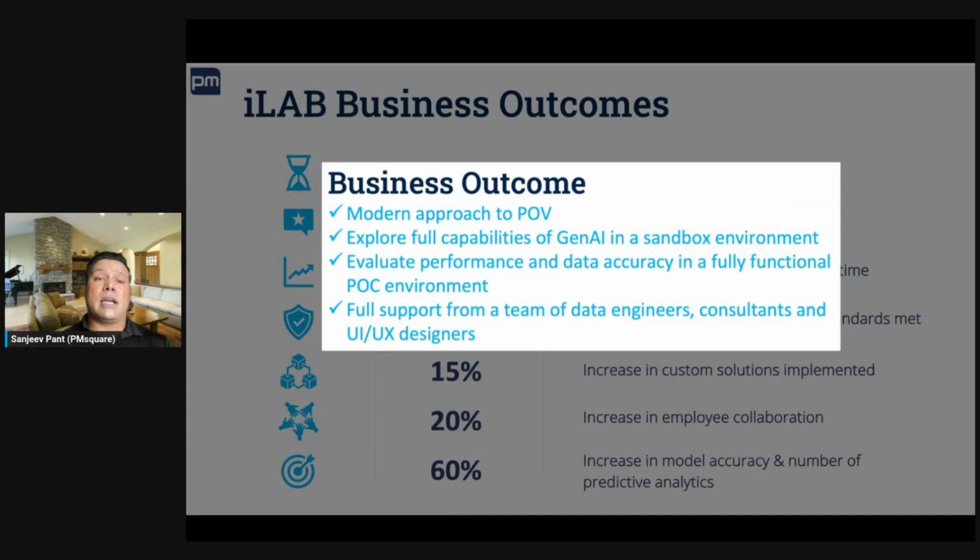We always want to look at what the business outcome is. From the iLAB business outcome standpoint, what our customers get is a modern approach to proof of value. We're not going to the customer and talking strategy. We are executing and getting a proof of value to them. We're exploring the full capabilities of generative AI in a sandbox environment, evaluating performance and data accuracy in a fully functional POC environment, and we have a cross-functional team to do data engineering, cloud engineering, and also UI/UX for experiences.